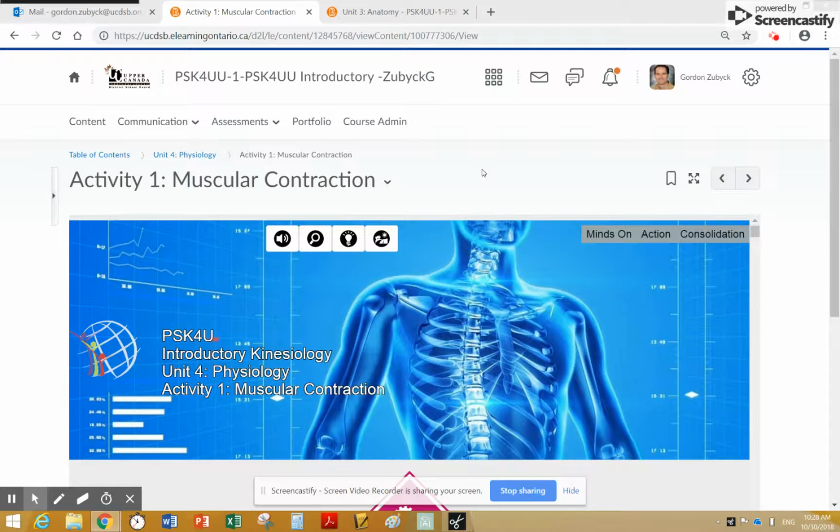So Unit 4, Physiology, and Activity 1, Muscular Contraction. So for some of you, you've been waiting for this kind of thing to be the focus of our course, and for others, you may wish it went back to the history of sport or the sociology.